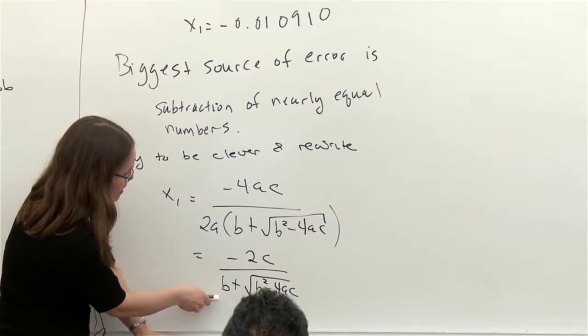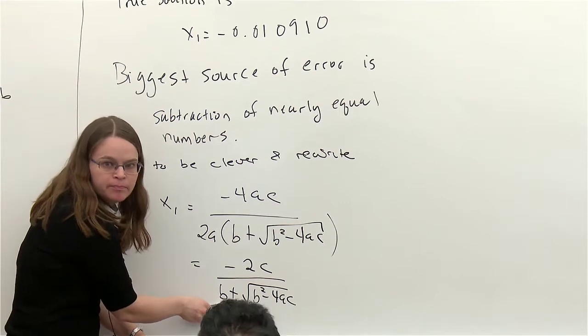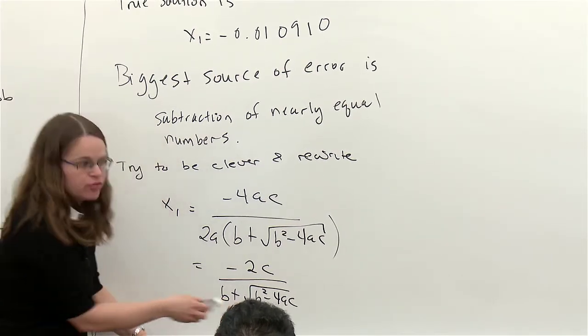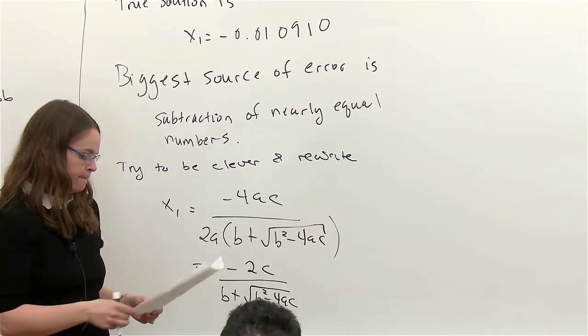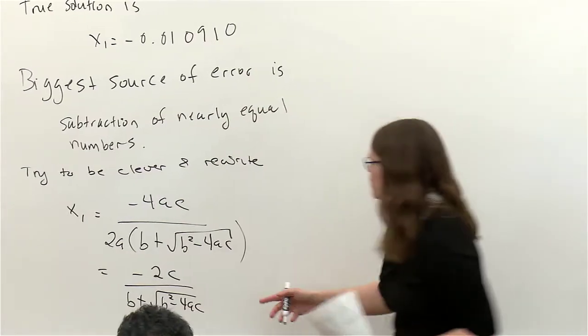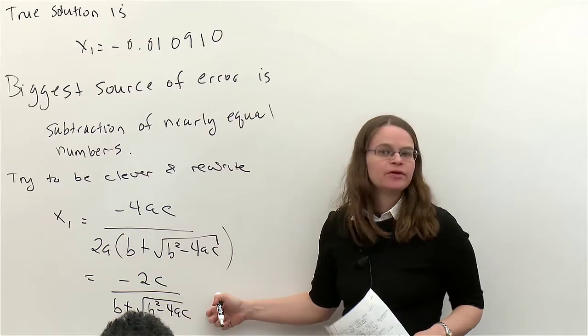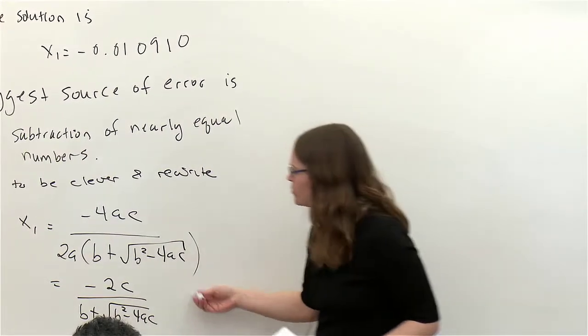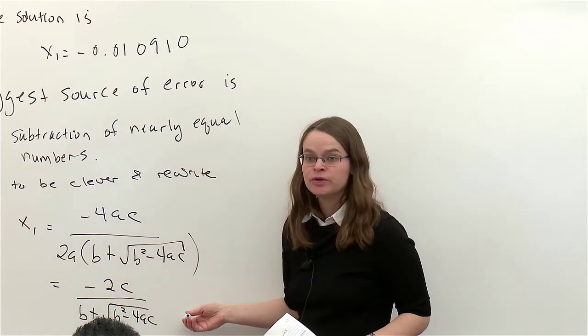And now what's happened? Now in the denominator, I have b plus something that's really close to b. And that's no big deal as far as the relative error is concerned. I didn't write down what the actual number is. You can check if you want with the 5-digit arithmetic. But this is something that will give you a much better result for this root.